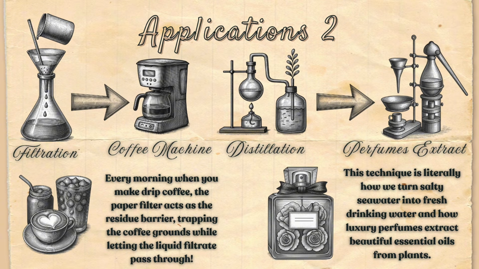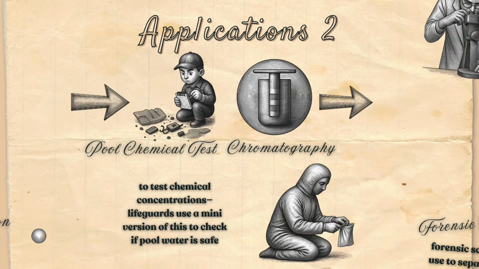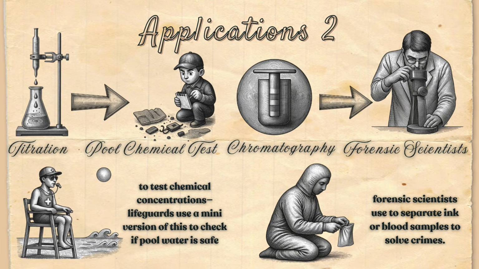For example, filtration. Every morning, when you make drip coffee, the paper filter acts as the residue barrier, trapping the coffee grounds while letting the liquid filtrate pass through. Then there is distillation, which boils and condenses liquid based on boiling points. This technique is literally how we turn salty seawater into fresh drinking water, and how luxury perfume extracts beautiful essential oils from plants. We also have titration to test chemical concentration.